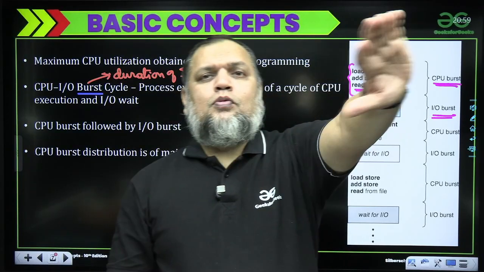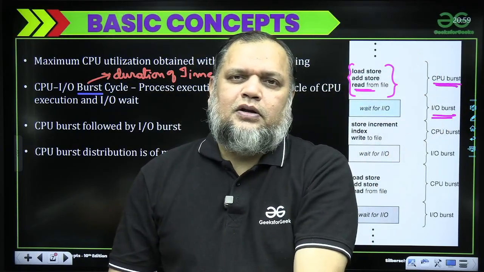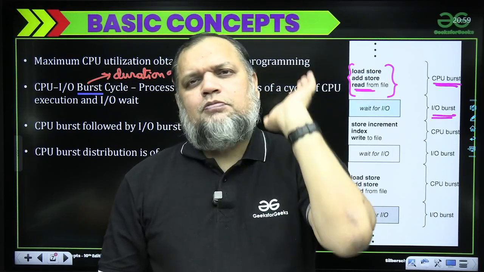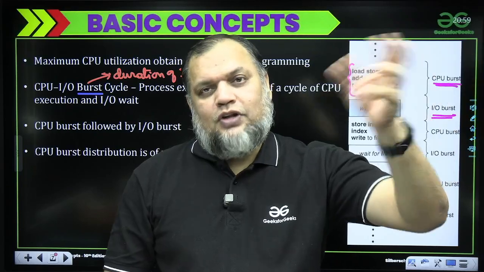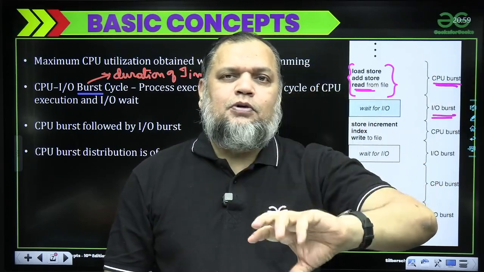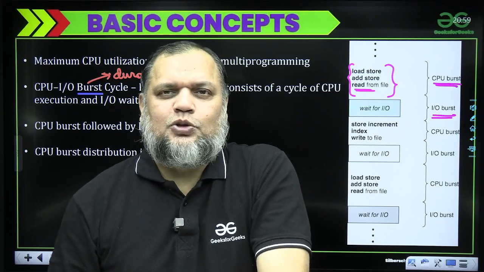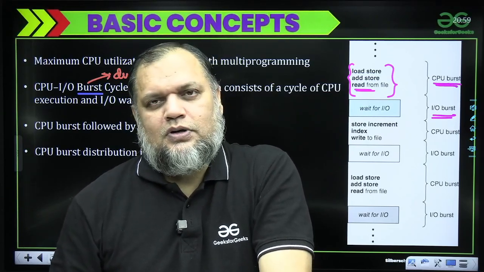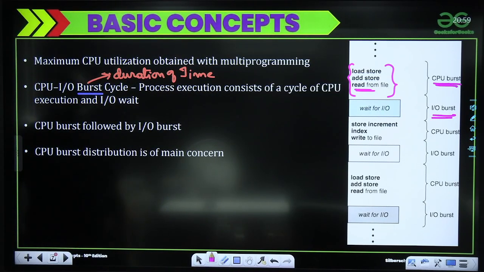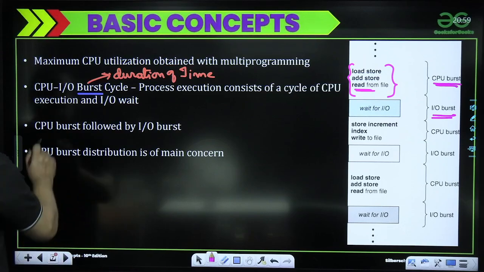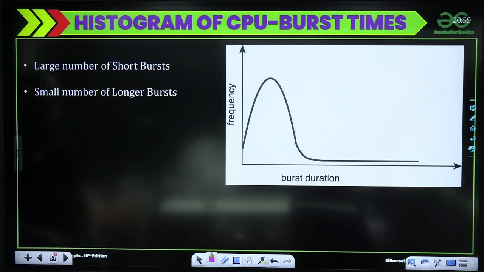Otherwise, if I have only CPU bound processes in my system, the CPU would be busy and IO devices would be idle. And if there are only IO bound processes, then input output devices most often would be busy and the processor would be idle. So if we have a good mix of both CPU bound and IO bound processes, only then can we have good and effective utilization of the processor and the input output devices. That is about the philosophy of CPU burst and IO burst. CPU burst is followed by IO burst and so on, it continues. The CPU burst distribution is of main challenge or concern.